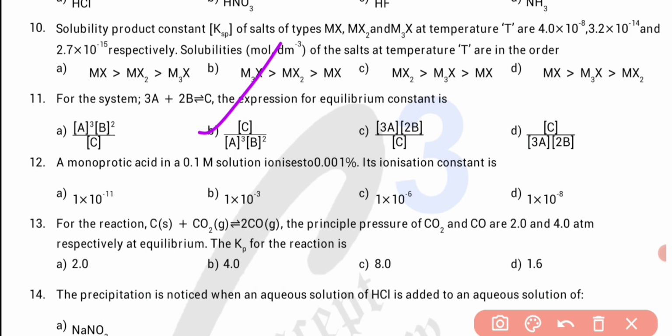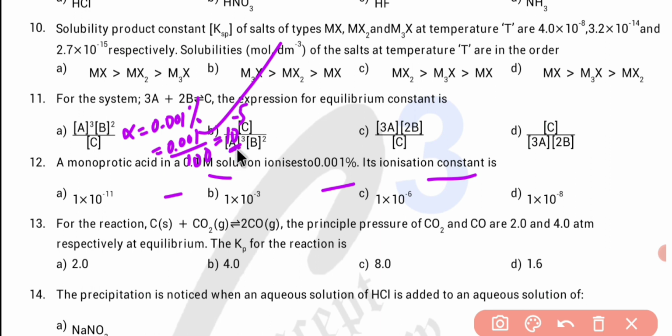A monoprotic acid, 0.11 molar solution, ionizes to 0.001%. Its ionization constant is? So for such an acid, this is the value of alpha or X. Alpha is 0.001%, which means 0.001 divided by 100, and this comes out to be 10 to the power minus 5.